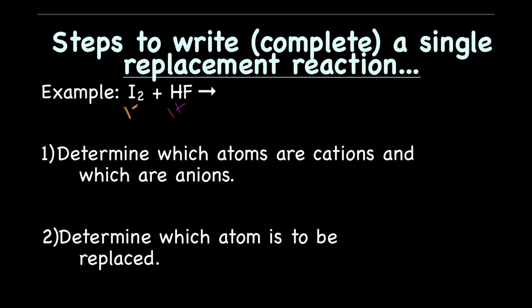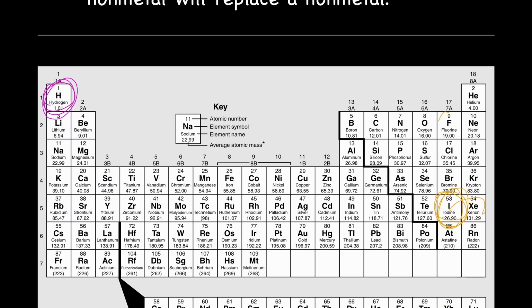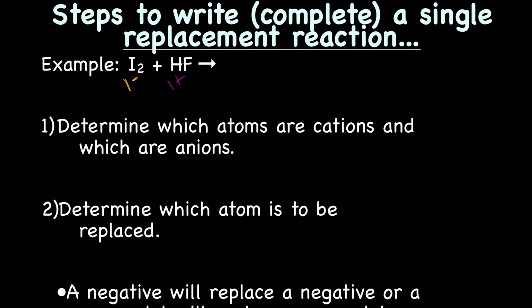And then we have F, fluorine. Another nonmetal. Nonmetals again gain electrons. Fluorine will gain one electron, becoming isoelectronic with neon and giving it a 1 minus charge. So I can say this: the iodine and the fluorine are our anions, and the hydrogen is our cation.